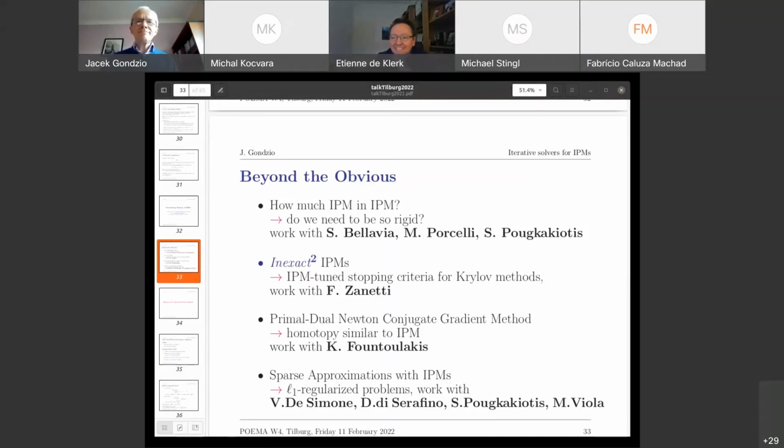Jacek, if I may ask. So, you know, this optimal partition is very particular to linear programming. So, like in semidefinite programming, it's already a very complicated issue. So are there any similar ideas for preconditioning in semidefinite programming?